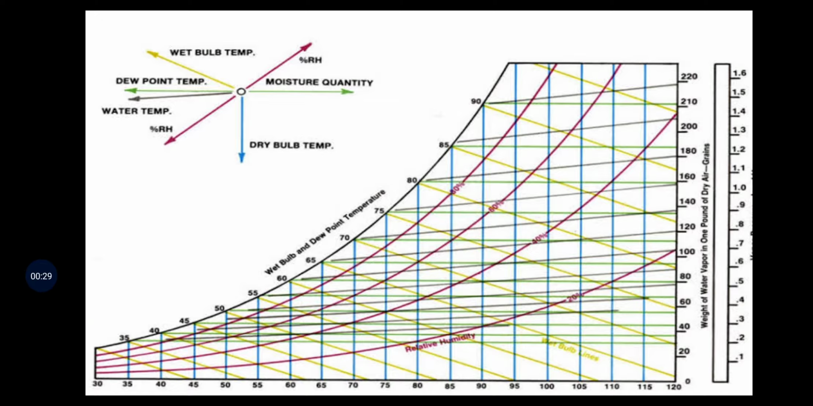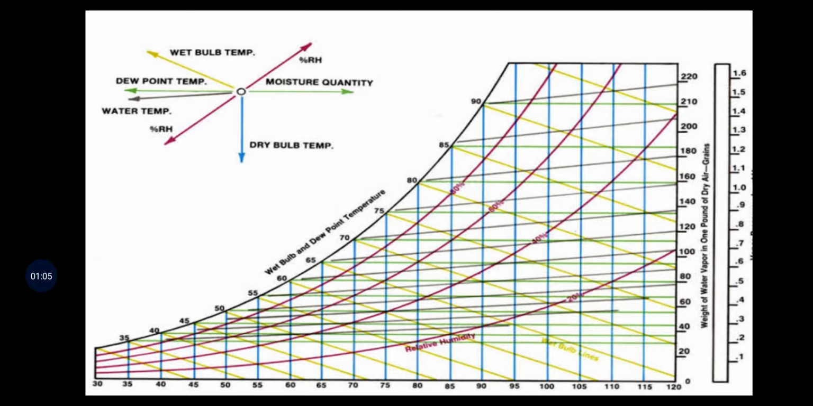As you can see, the different curve lines are shown on this chart. There are some vertical lines, some horizontal lines, some curved lines, and other parameters. Whenever you have to plot any parameter, you have to use two or more lines together. First of all, we will start with the dry bulb temperature, which is the temperature measured by an ordinary thermometer.